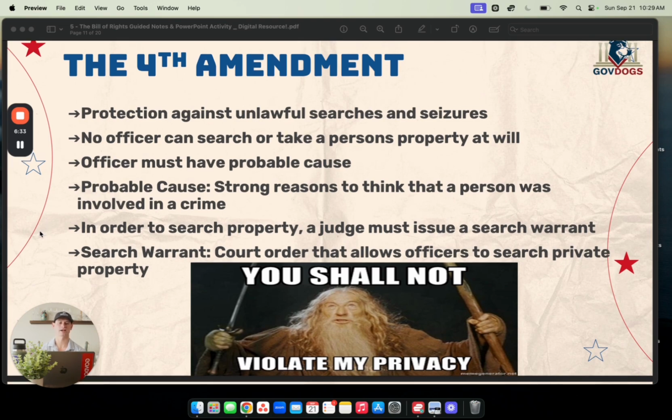So the Fourth Amendment protects against unlawful searches and seizures. Okay, police officers can't just search your house or your car without probable cause. What is probable cause? It's strong reasons to think that a person was involved in a crime. In order to search a property, a judge must issue what is called a search warrant, and a search warrant is a court order that allows police officers to search private property. All right, so the Fourth Amendment protects you against unlawful searches and seizures.